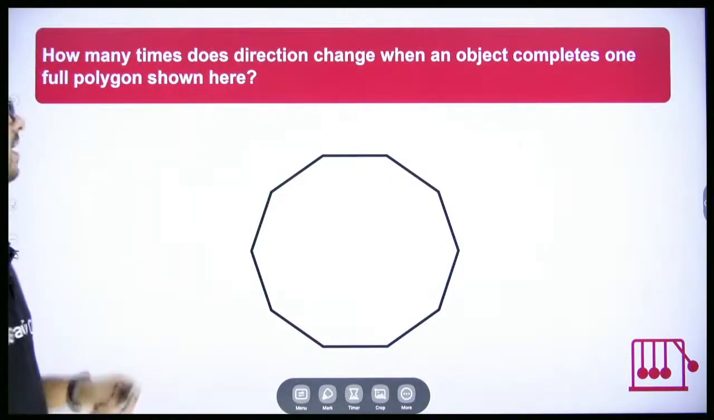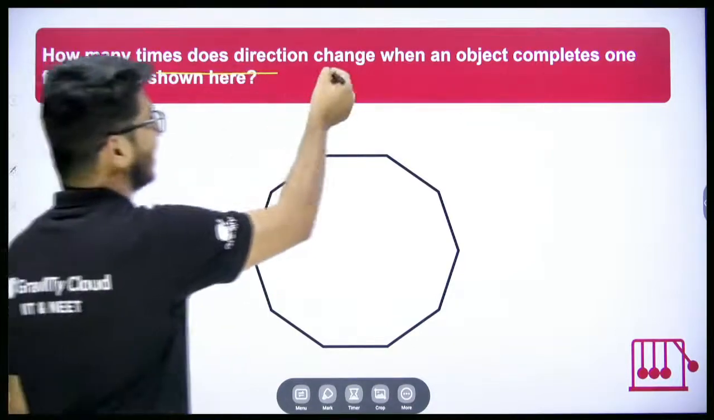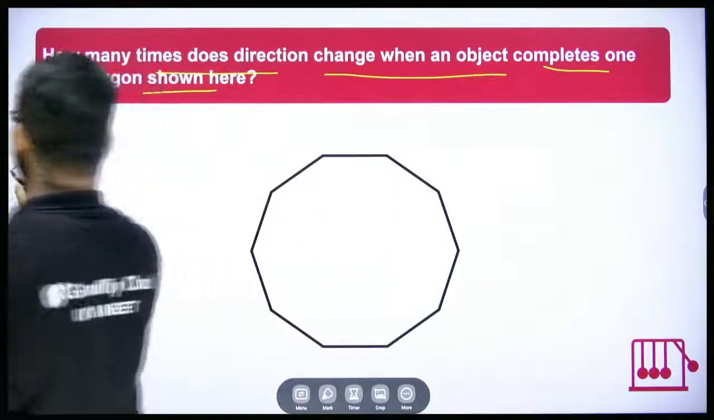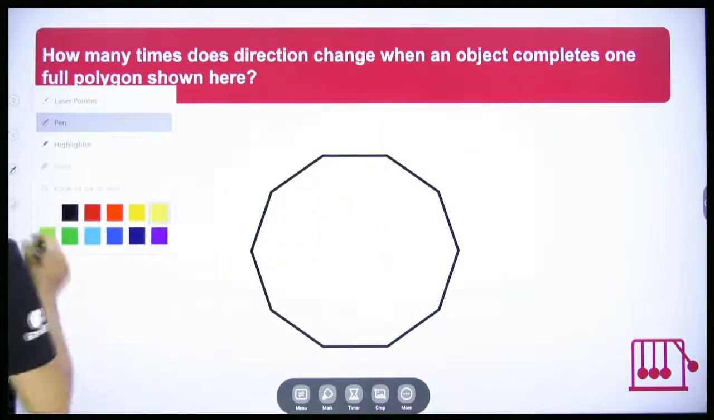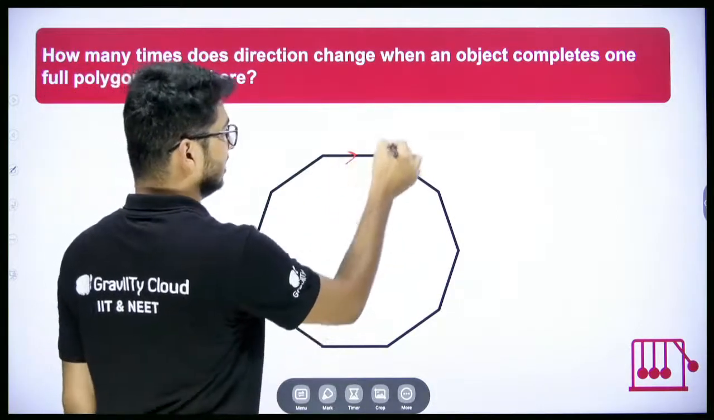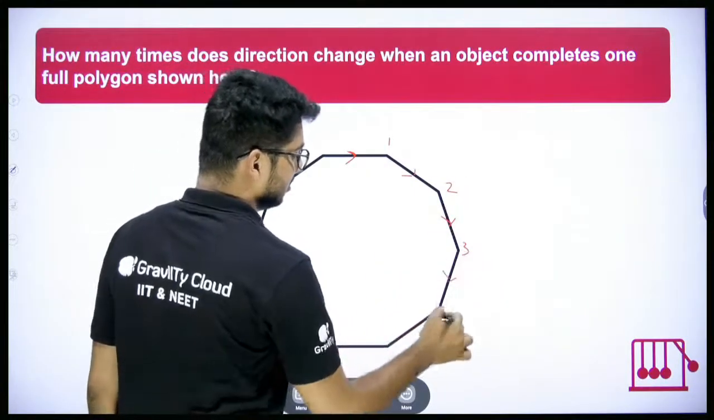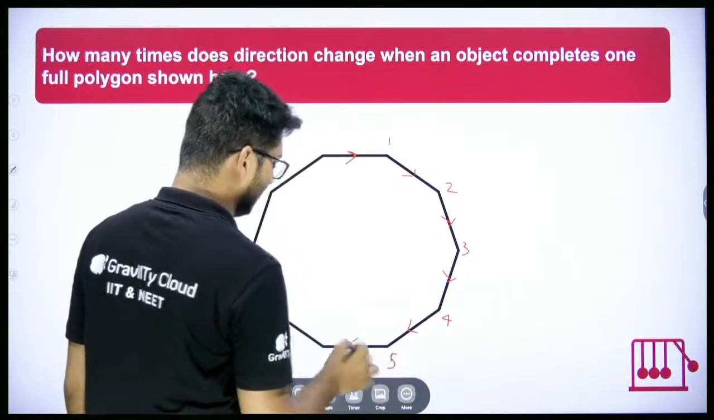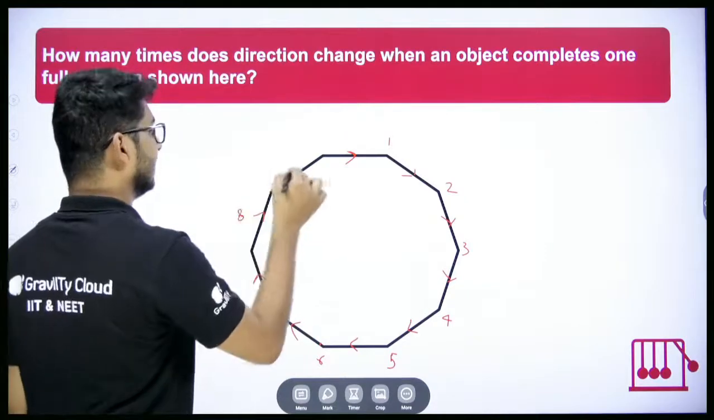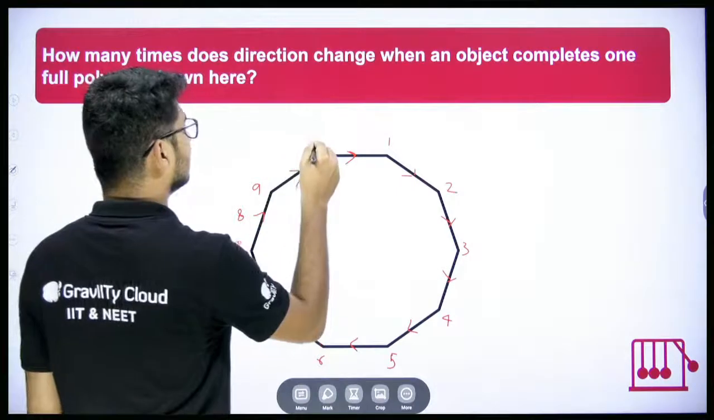So here again coming back, now look at the question. How many times does direction change when an object completes one full polygon? Polygon shown here. See, direction changes once here, then twice, then thrice, then 4 times, then 5 times, then 6 times, then 7 times, 8 times, 9 times, 10 times.